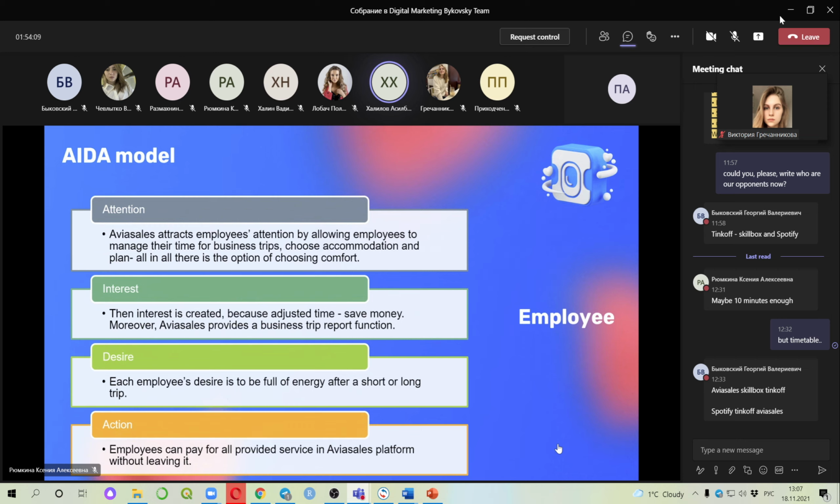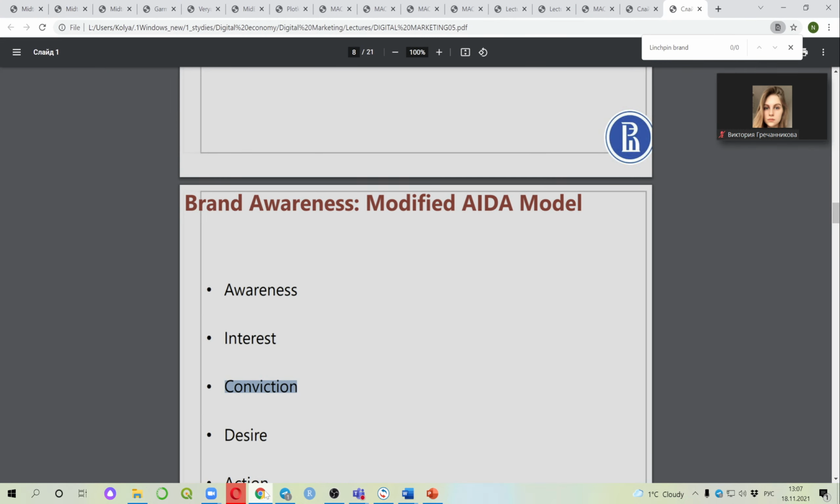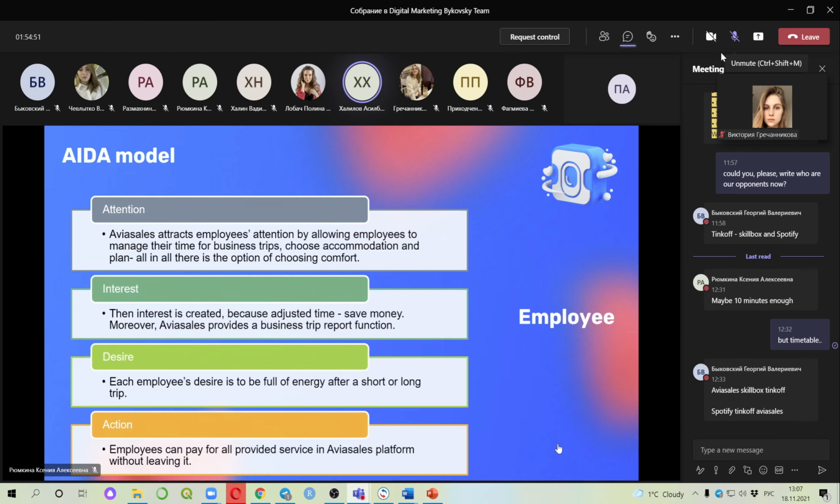The company AviaSales attracts employees' attention by allowing them to manage their time for a business trip, choose accommodation, and plan. There is an option of choosing comfort. With AviaSales, there is no need to save each money transaction for each ticket and accommodation. The interest of employees is aroused because AviaSales gives an opportunity to adjust time, which leads to saving money. Moreover, AviaSales provides a business trip report function, which can then be transferred to management in order to control the money spent.